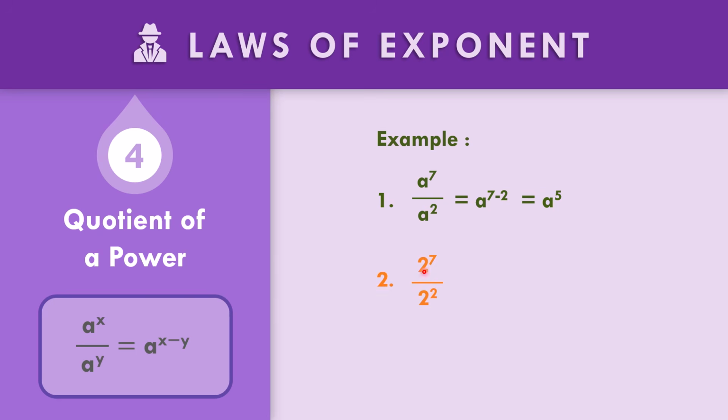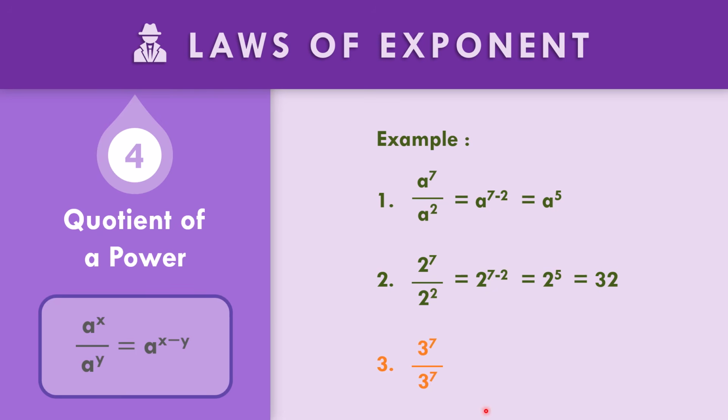Next, number 2, we have the same base 2. So copy 2. Subtract the exponents, 7 minus 2. That is equal to 5. So 2 to the 5th power. And 2 to the 5th power, that is equal to 2 times 2 times 2 times 2 times 2. The answer is equal to 32.